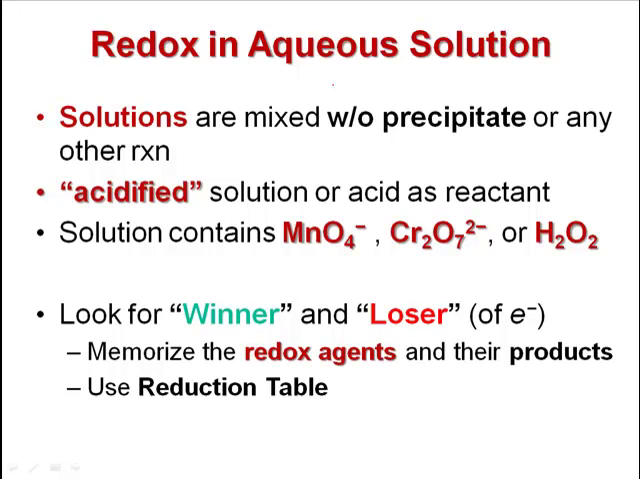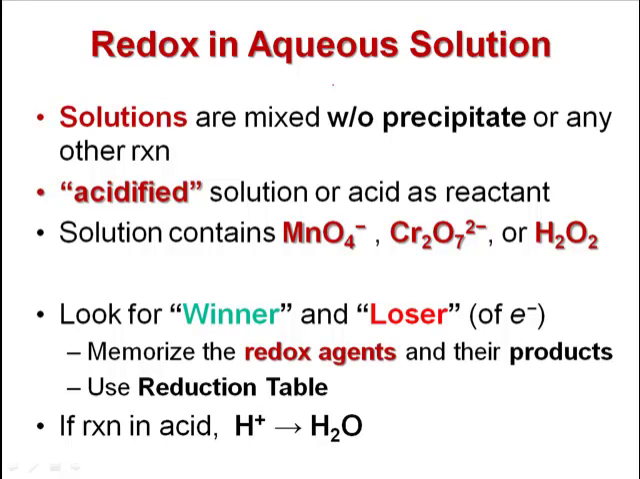Now, when you have a redox reaction in aqueous solution, the rule is you're going to look for the winner and the loser of electrons. One way of doing this is by looking at the redox agents and their products and by using the reduction table. So we're going to look at how you determine the winner and the loser of electrons for a redox in aqueous solution. If the reaction is in acid, the H plus goes to H2O. So those are the things to remember when we're looking at an aqueous solution that has oxidation and reduction happening.